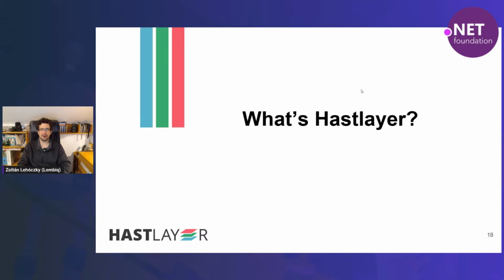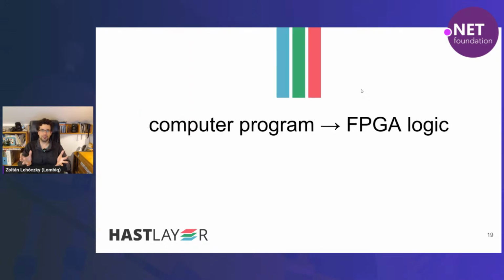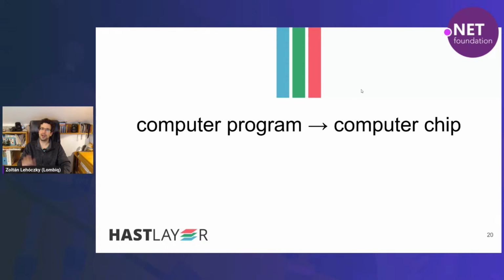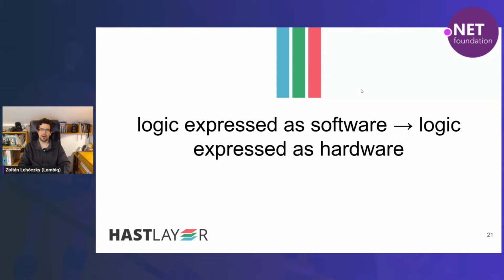Speaking of which, what I'm actually talking about here, Hastlayer, is a tool that takes a computer program and turns it into equivalent FPGA logic. Or we could also say that it takes a computer program and turns it into a computer chip. That's kind of one of our taglines too. And what actually happens here is that there's some logic in a software. There's some algorithmic logic. Hastlayer tries to get that out of the software and create some equivalent hardware logic.